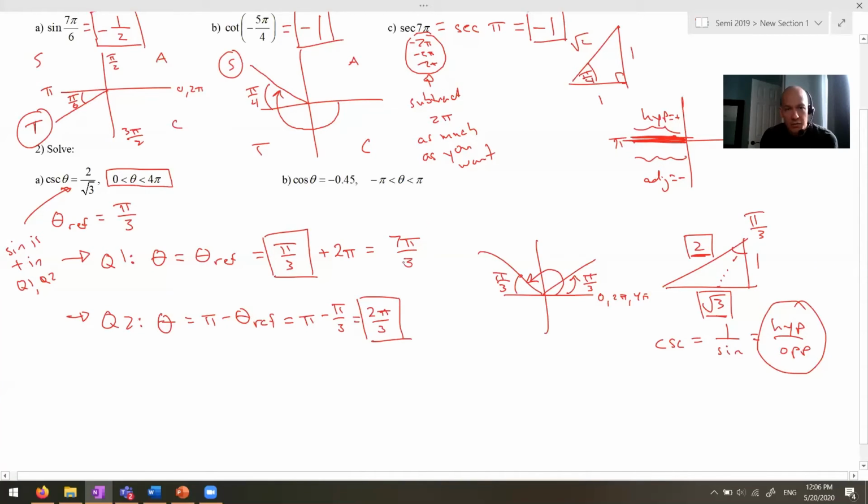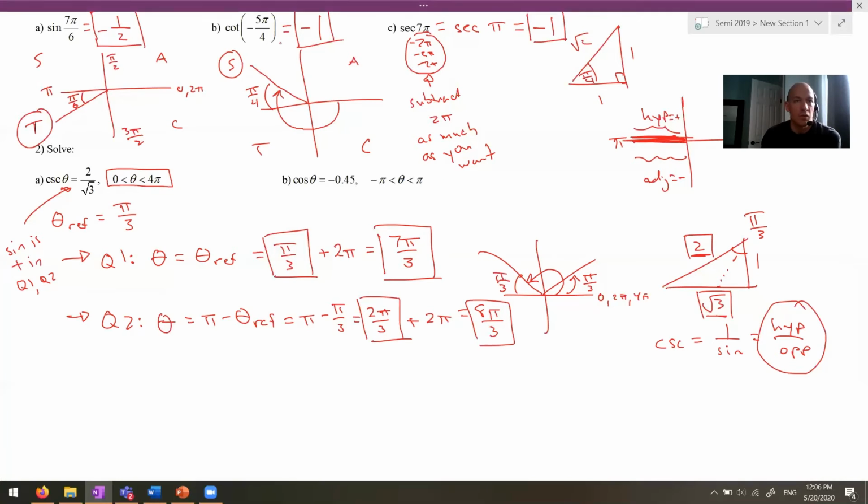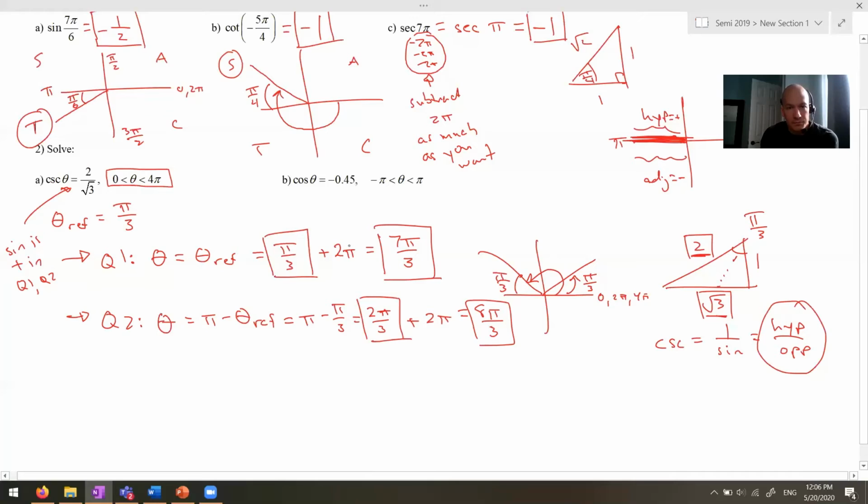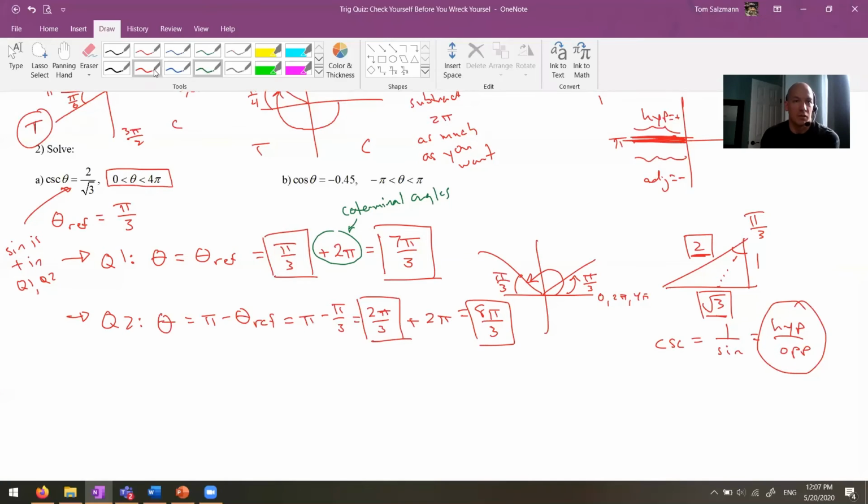So the big concept in trigonometry, and this is going to keep coming up more and more, is we can always add as many 2 pi's as we need. So in this case, let's see, that's going to be 8 pi over 3. Okay, so I'm just going to write a tiny little note here. This is for coterminal angles. We can always add as many coterminal angles as we want, provided they're in the domain restriction.